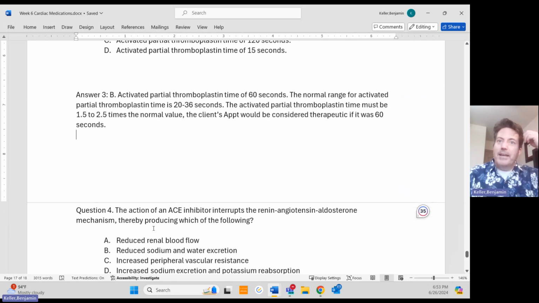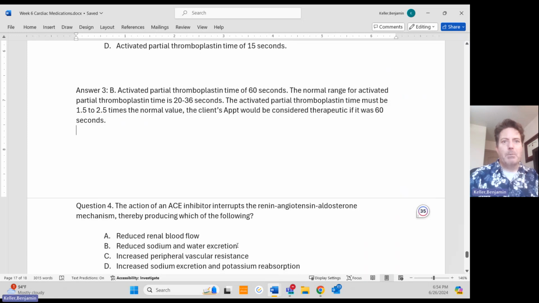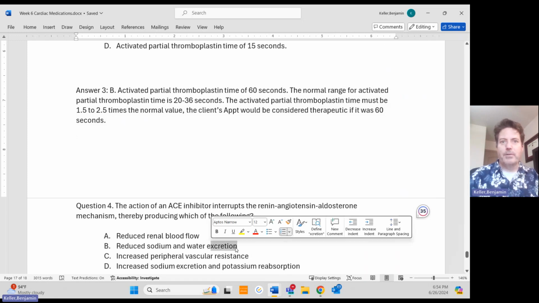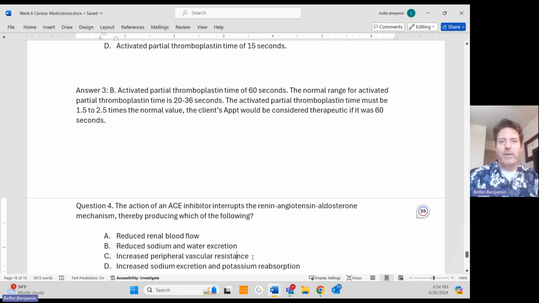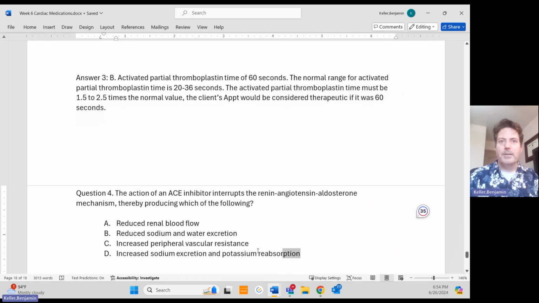The action of an ACE inhibitor interrupts the renin-angiotensin-aldosterone mechanism, thereby producing which of the following? Reduced renal blood flow? You're like, no, not really. Reduce sodium and water excretion? I'm like, no, let's see. I'm wanting to take it to reduce blood pressure, right? So that doesn't make sense. If I do that, that'll increase my blood pressure. If I increase my peripheral vascular resistance, I'll increase my blood pressure. So I don't like any of those.